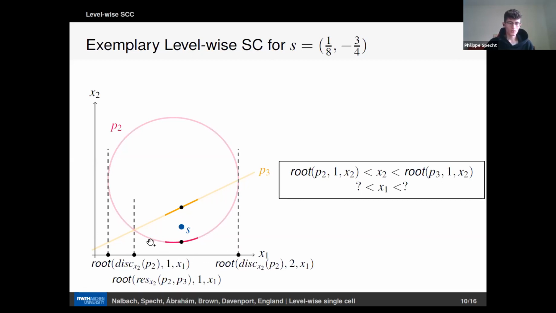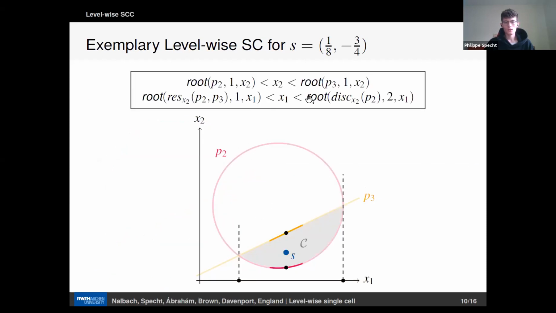Yeah, and now we again consider the bounds, or we try to determine them, and we take the closest lower bound and the closest upper bound, which are those two bounds, and we insert them into our cell definition right here, symbolically describing this cell, which can be seen right here. Okay, so much for the level-wise approach.